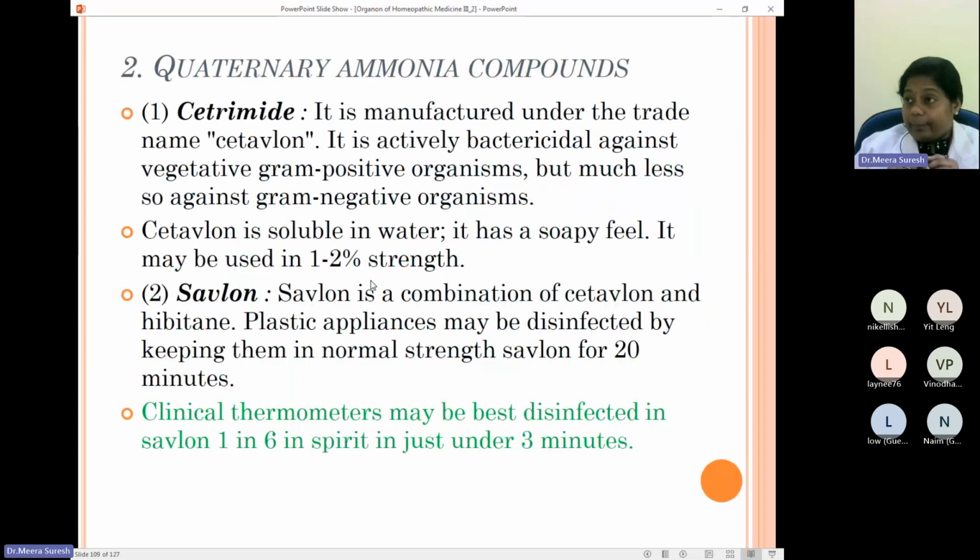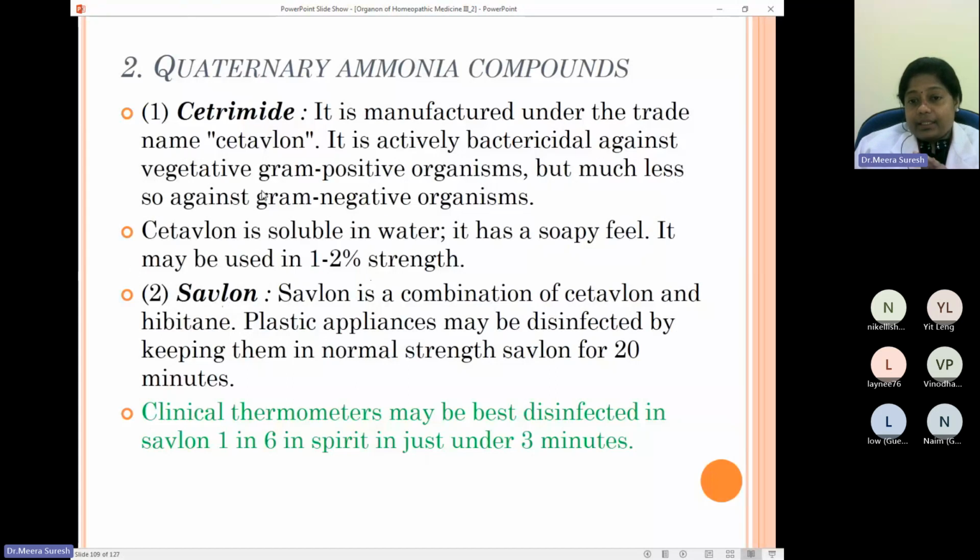The second one is the ammonia compound. So the first ones, the cresol, the chlorhexidine, Dettol, everything, belong to the phenol family actually. In the ammonia group, we have the cetrimide. It is manufactured under the name Cetavlon. We have Savlon in India, I'm not sure whether it is available here. So this is something that belongs to the ammonia family.